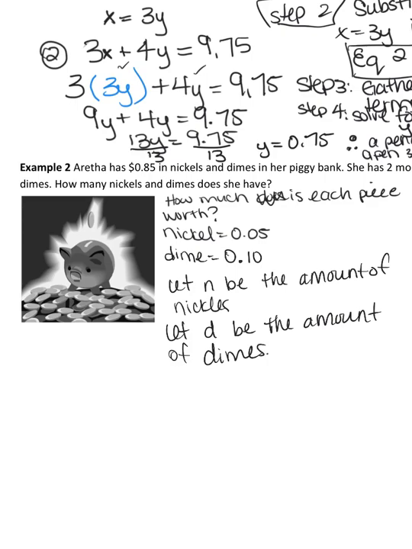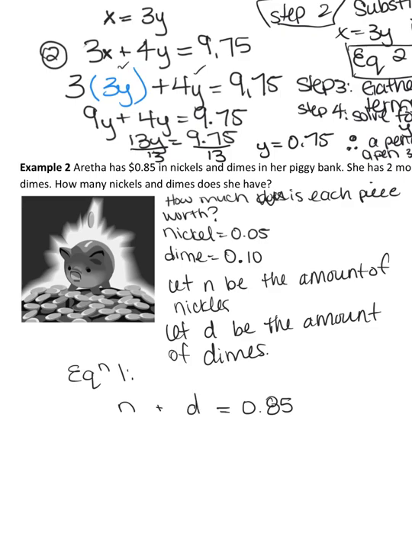So our first equation, I know that some amount of nickels plus some amount of dimes is going to equal 85 cents. So equation 1. I know that at the end of the equation we have 85 cents. And I know that I'm going to have some amount of nickels plus some amount of dimes equaling this. Just going to spread this out a little bit more. Okay.